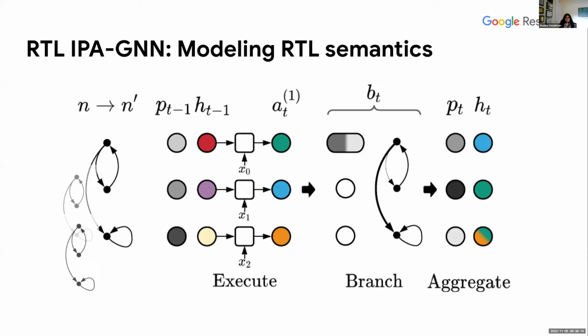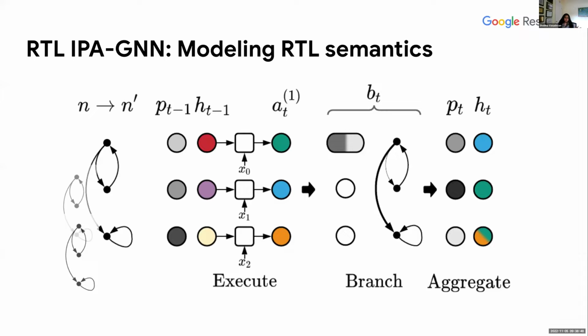And what that means is that we would be able to do module level execution. And we keep track of the module level execution using the IPA GNN, which also tracks how the control instruction pointer moves between the different parts of RTL. The difference between RTL IPA GNN and the regular IPA GNN is that in software, there is a single instruction pointer which moves in sequence throughout the program.